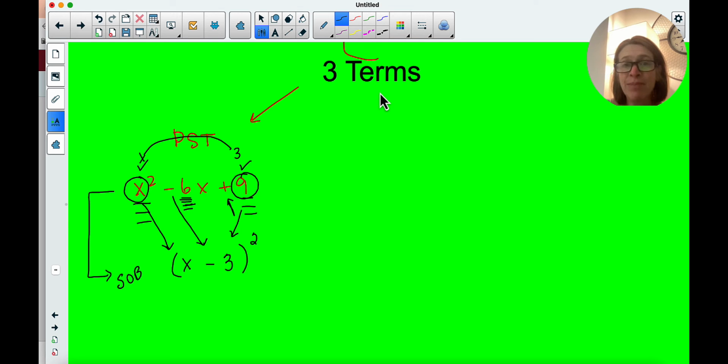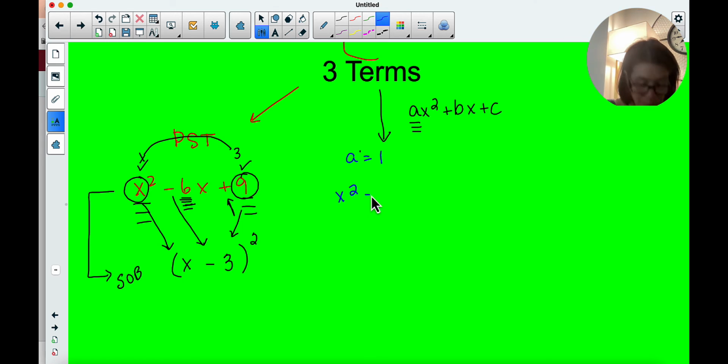All right, then, again, I GCF'd it and counted the terms: 3 terms. It's not a perfect square trinomial. Then I look at the a term. When I say that, I mean if it's in the form ax squared plus bx plus c, I look at the coefficient in front of x squared. All right, so if a is 1, something like this.